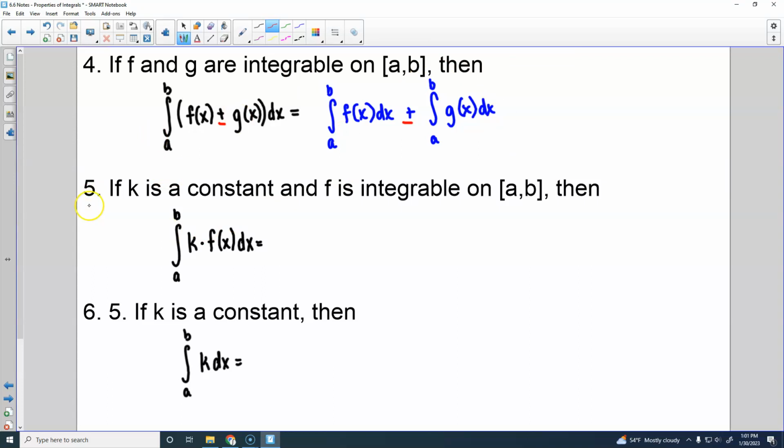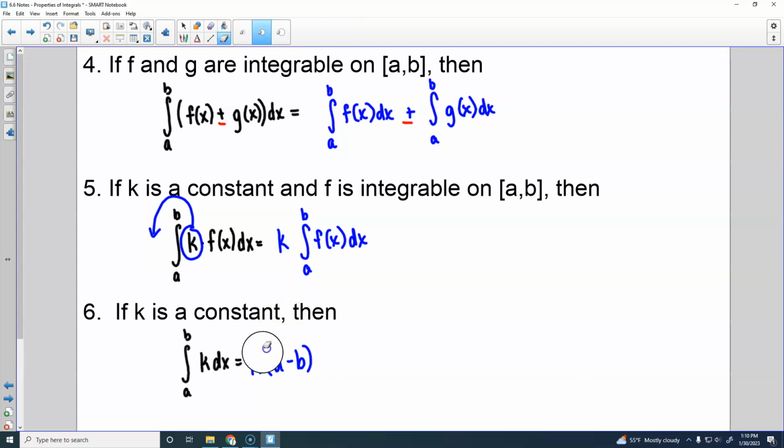For number 5, we have a constant. So right here, if k is a constant, and we can take the integral, much like with derivatives, this k can be pulled out as long as that is a constant that does not have a variable with it. So this would be k times the integral from a to b of f of x dx.